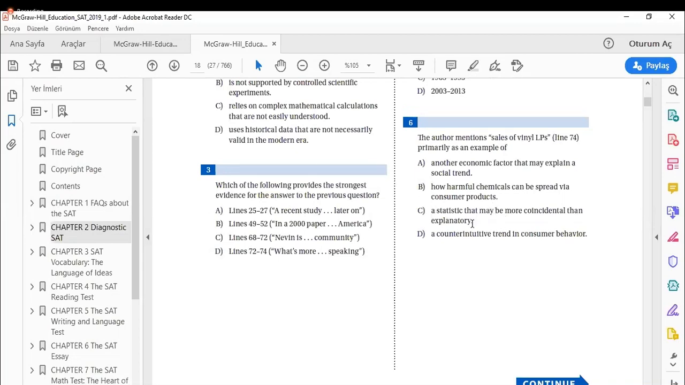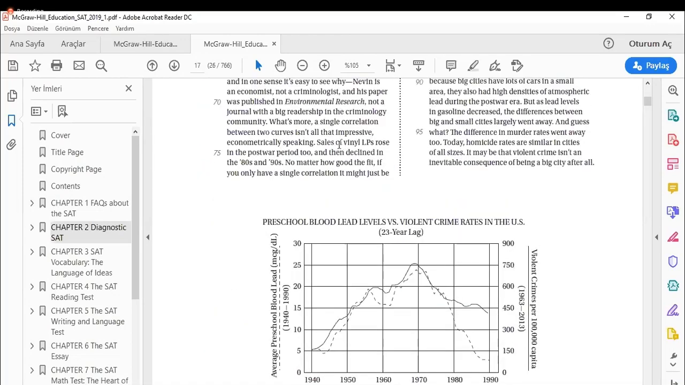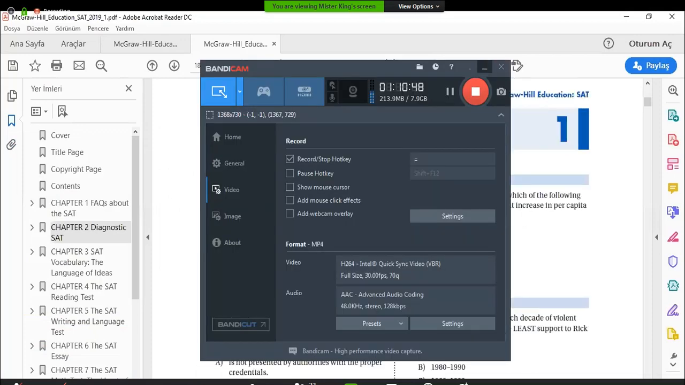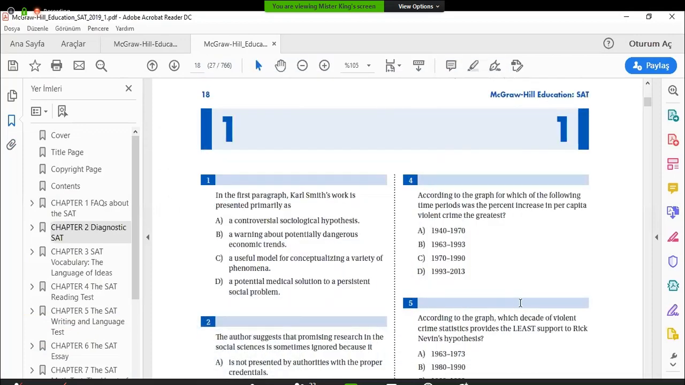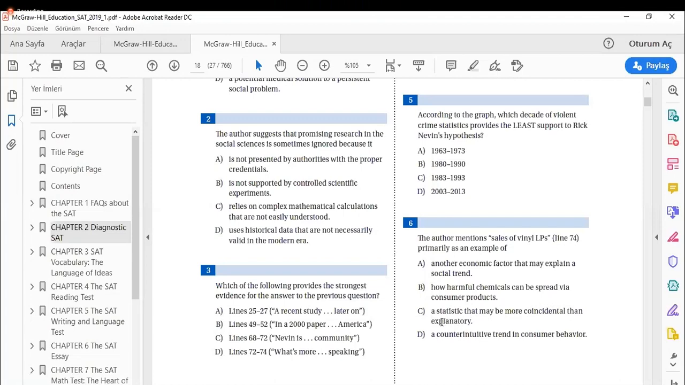But how about A, B, and D? Another economic factor that may explain a social trend. It has nothing to do with economic factor. How harmful chemicals can be spread via consumer products? Actually, this is a fact, but it is not used as an example of this in the passage. And a trend in consumer behavior. No, it's not used. It's not about behavior or something.